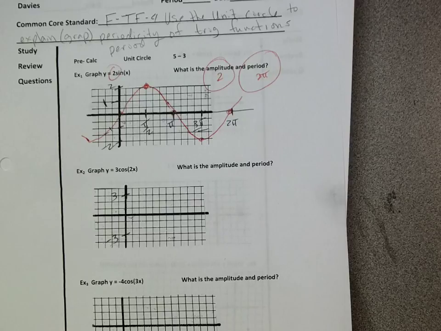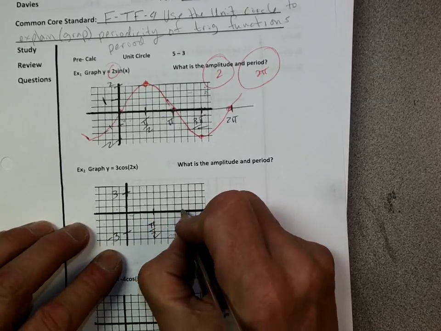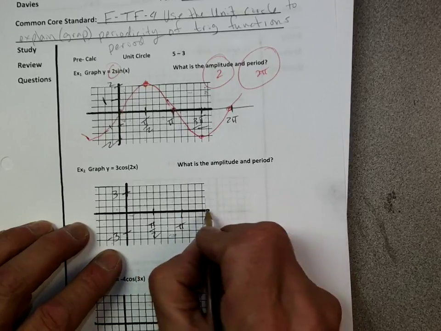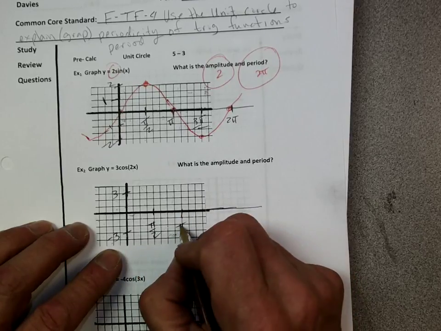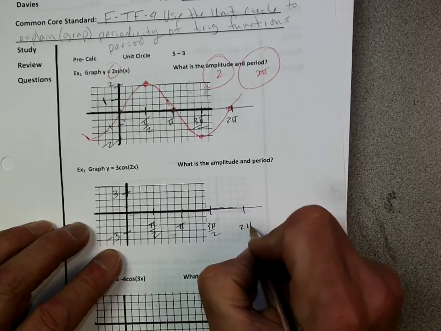Again, I'm going to put down my pi halves, my pi. I'm going to have to extend that. I've got my 3 pi halves, and then I'll go 2 pi, okay?